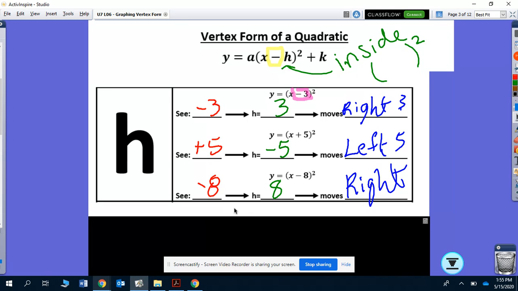So that's the role of h. Really important. It can really trip you up, but you have to be careful that what you see is actually the opposite of what it truly is. Once you know what it truly is, it's based on your intuition: positive h's go to the right, negative h's go to the left. So that's the role of h. Let's look next at the role of k.